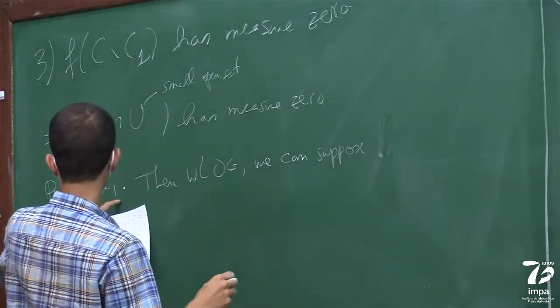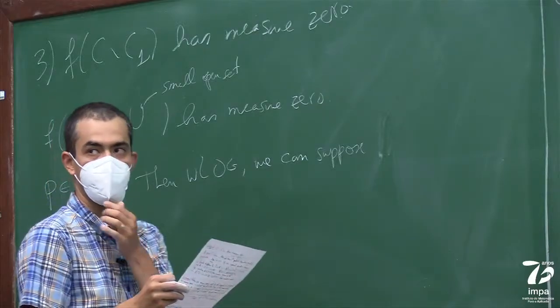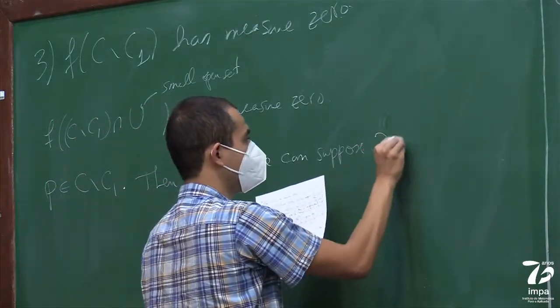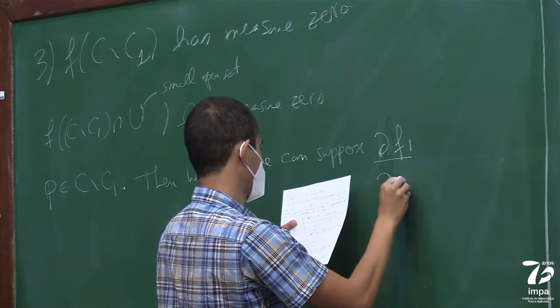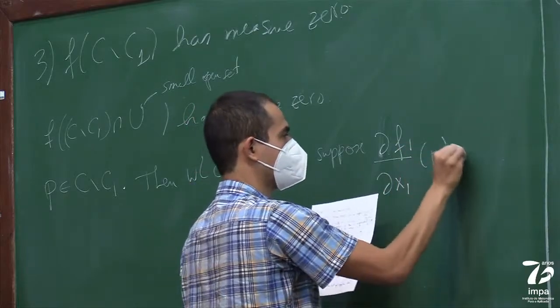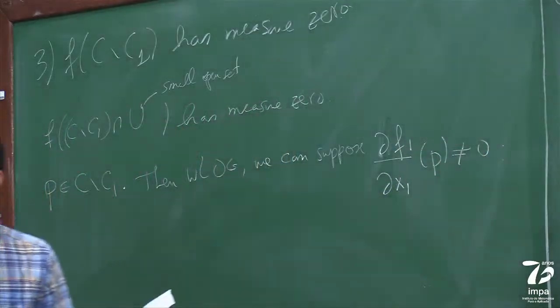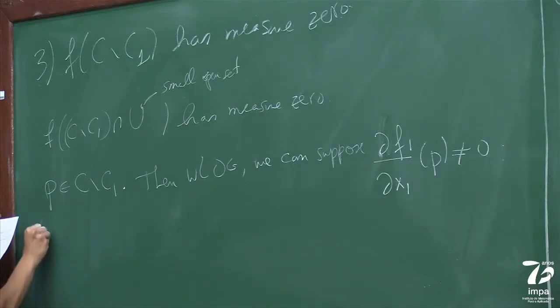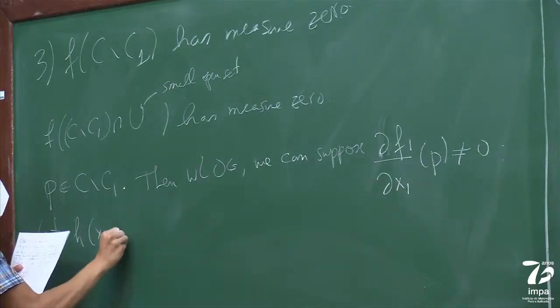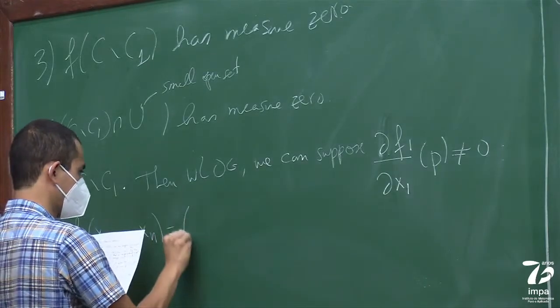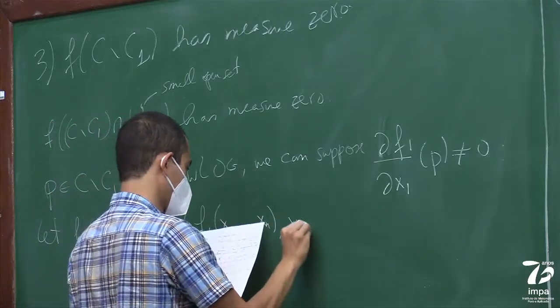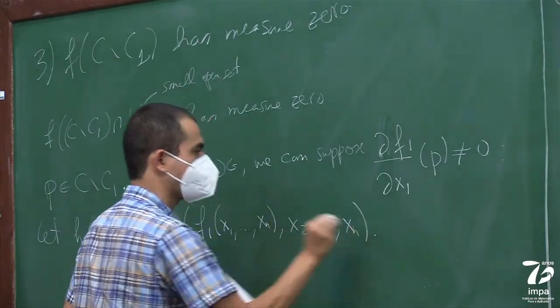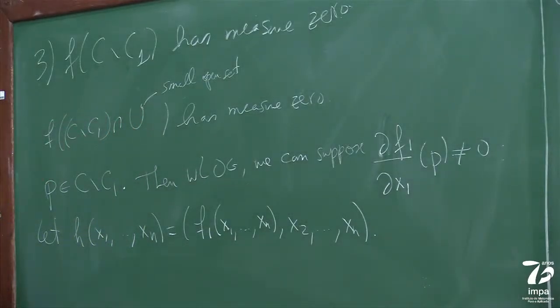So if I'm not in C1, then one of the derivatives is not 0. So I can suppose that d f1 d x1 is non-zero. And then I can write h of x1 through xn, which is f1 of x1 through xn, then x2, and then xn. Okay, so far it looks very similar to step 2, but you'll see it's a little bit harder.